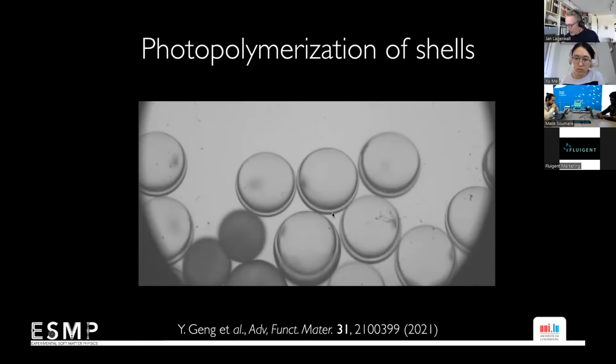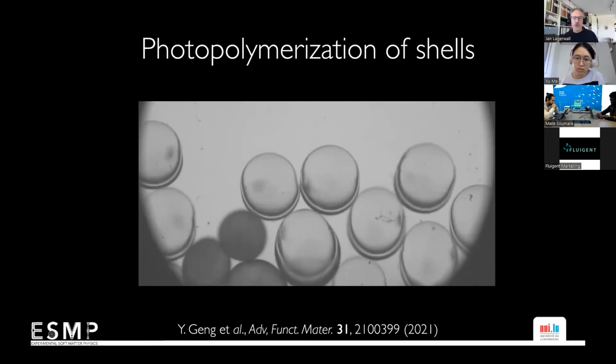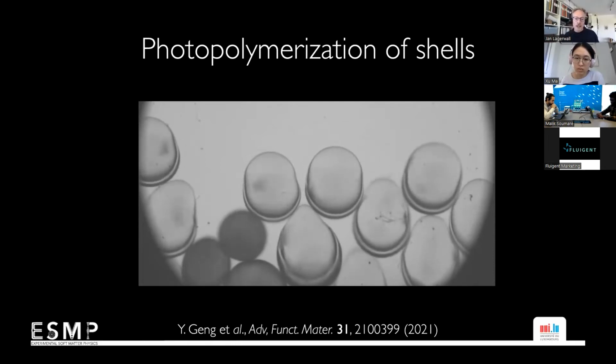So what's going to happen? Well, this is a movie. It's a real-time movie showing what happens. The shell simply bulges out at the thinnest point in order to allow the too large inner volume to still fit. Sometimes they even break during polymerization, but in most cases, they just have this bulged out shape.